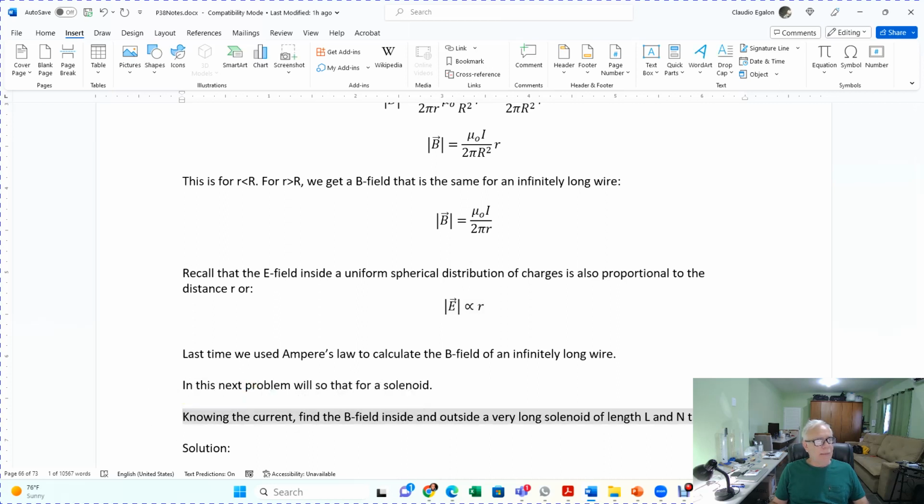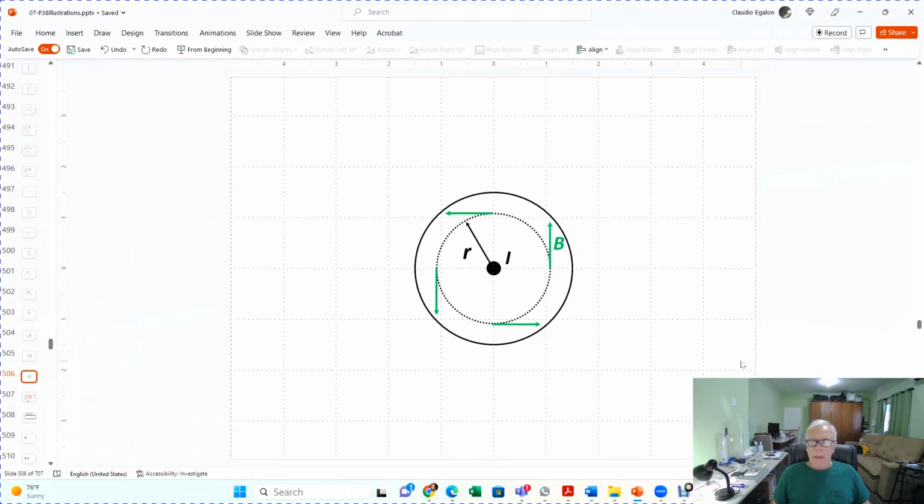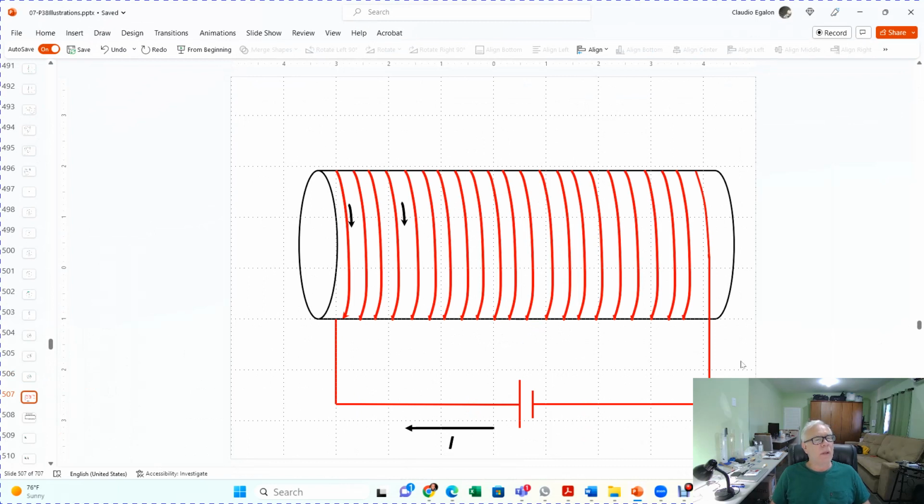Knowing the current, find the B field inside and outside a very long solenoid of length L and N turns. I'm going to illustrate the solenoid. Here's an illustration of the solenoid. It's a tube in which you wrap multiple turns of wire, and these wires connect to a battery that's carrying a current along this solenoid, right? Each of those wires is generating a magnetic field, each of them.